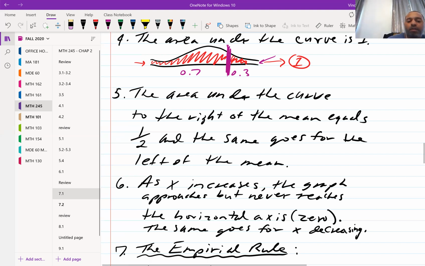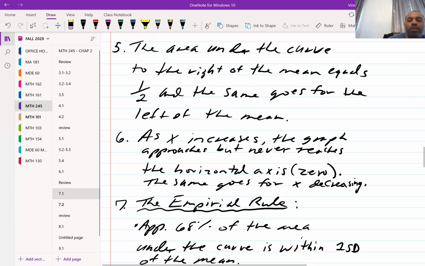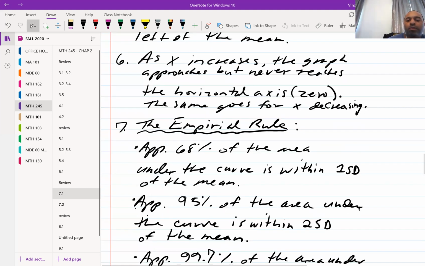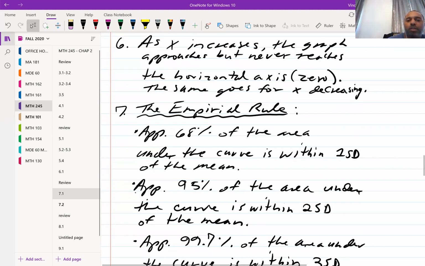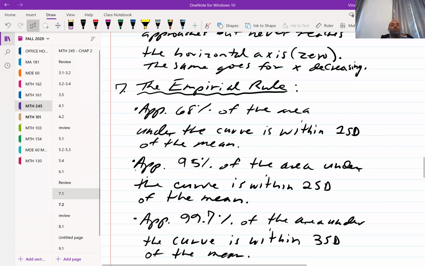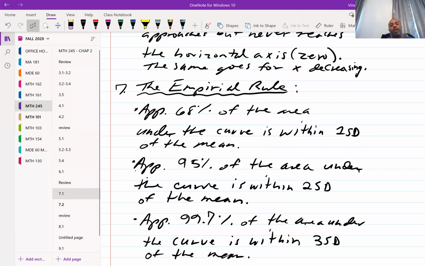All right, then that 7th point, which is what we're going to use in the next example, is the empirical rule. Approximately 68% of the area under the curve is within one standard deviation of your mean, or in other words, 68% of the data. 95% of the data is within 2 standard deviations of the mean, and then 99.7% of your data is within 3 standard deviations of the mean.